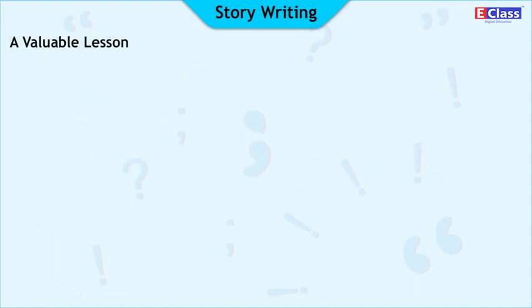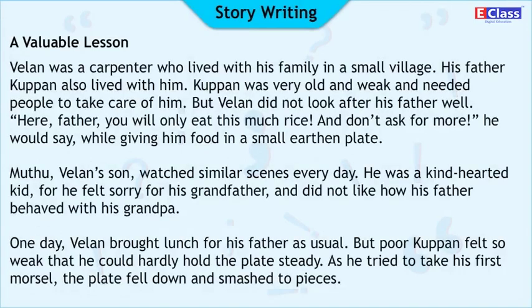A valuable lesson. Velen was a carpenter who lived with his family in a small village. His father Kupan also lived with him. Kupan was very old and weak and needed people to take care of him. But Velen did not look after his father well. "Here, father, you will only eat this much rice, and don't ask for more," he would say while giving him food in a small earthen plate.